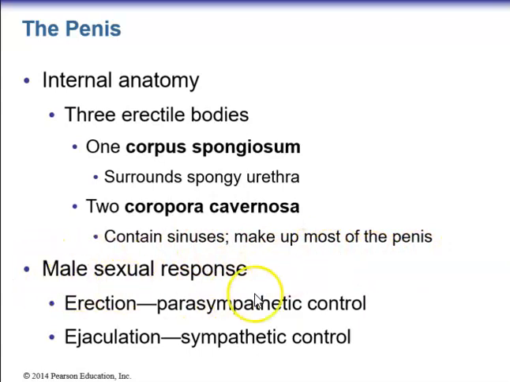Now, the male sexual response for erection, this is under parasympathetic control, and then ejaculation is under sympathetic control.